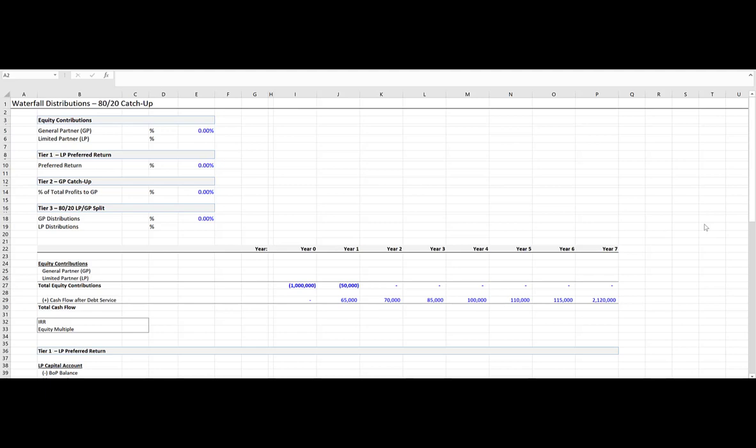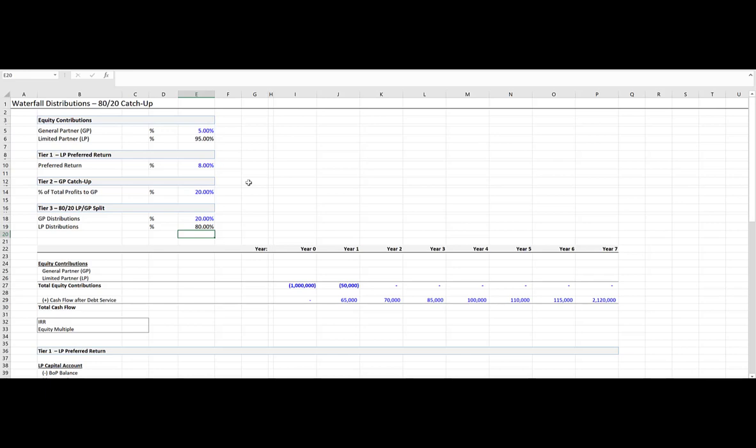As you'll see, I've completed most of the formatting and cash flow inputs to save time, so let's get started by inputting the splits at the top. First, we'll say that the general partner will contribute 5%, and the limited partners will contribute 95%. So that's 1 minus 5%. Then let's set the preferred return at 8%, and the GP catch-up will be 20%. Finally, in Tier 3, all cash flows above Tiers 1 and 2 will be split 20% to the GP and 80% to the LP.